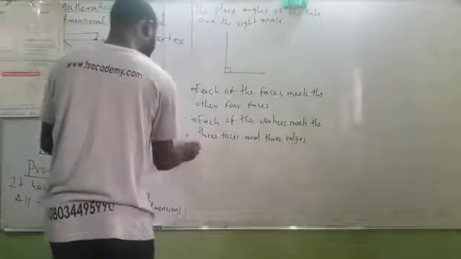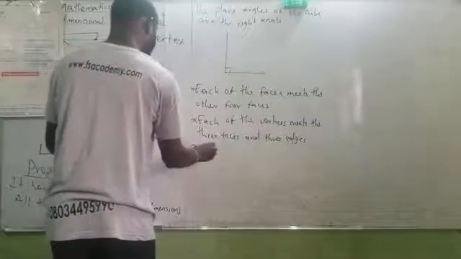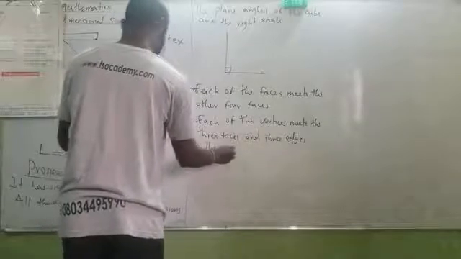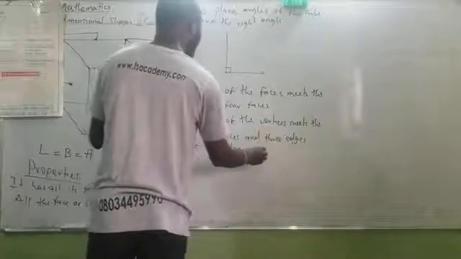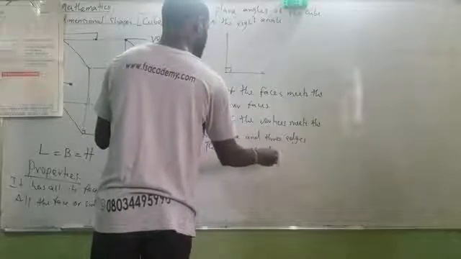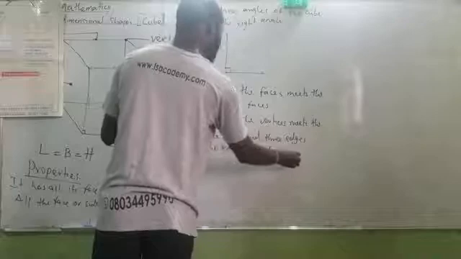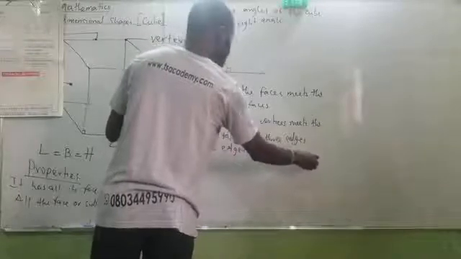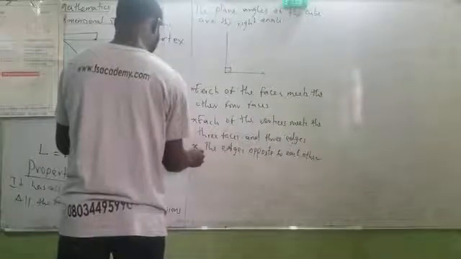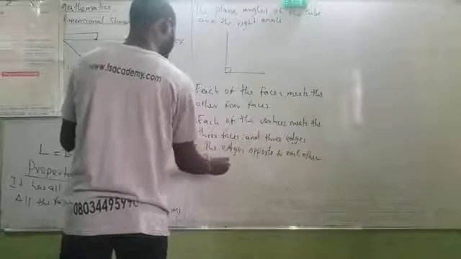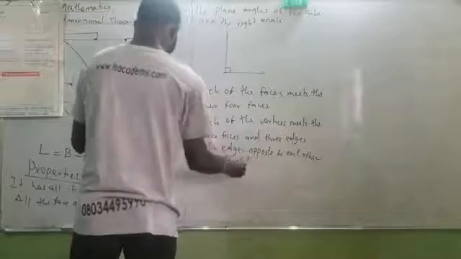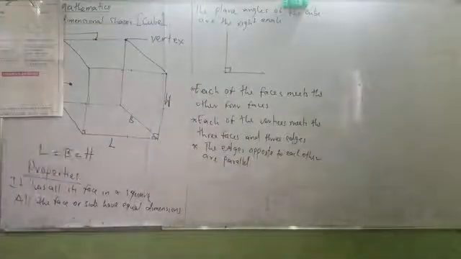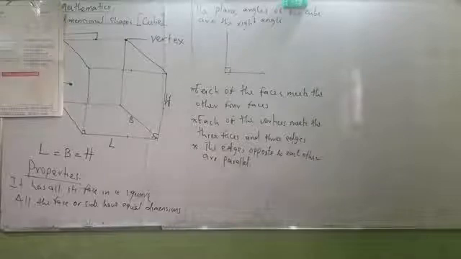Another one: the edges opposite to each other are parallel. That is what you will need to understand about the cuboid. Now, they are parallel to each other. This is what I mean.